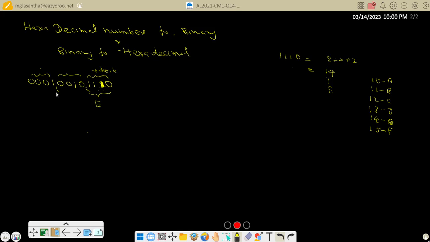What is this? This is 2, no? Hexadecimal also equivalent to 2. This is 1. So this is equal to 1, 2, E. That is how this is hexadecimal equivalent to 1, 2, E. Okay.